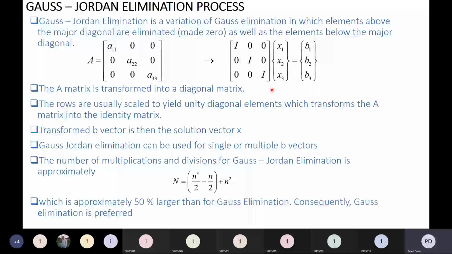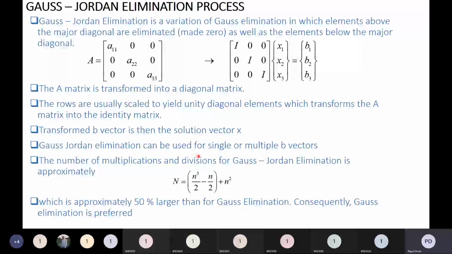Okay, so I will explain the process probably. First let us go through this slide. So rows are usually scaled to unity diagonal elements, which transforms the A matrix into the identity matrix. The transformed B vector is the solution vector. That means if you are able to convert this into the identity matrix, it is very obvious that if you multiply this A matrix with the X matrix, then you can always transform this into the solution vector. It is as simple as that, because these are unit identity matrix.